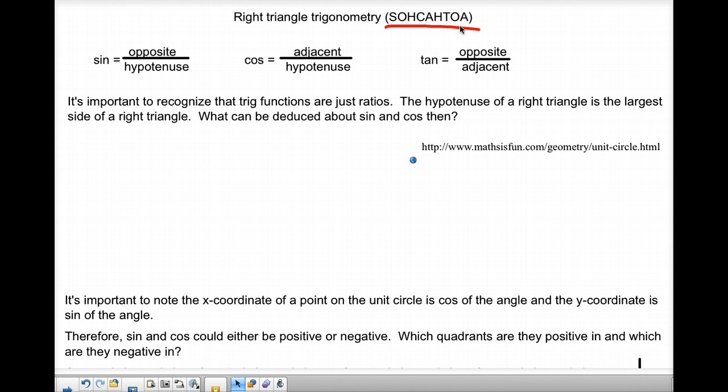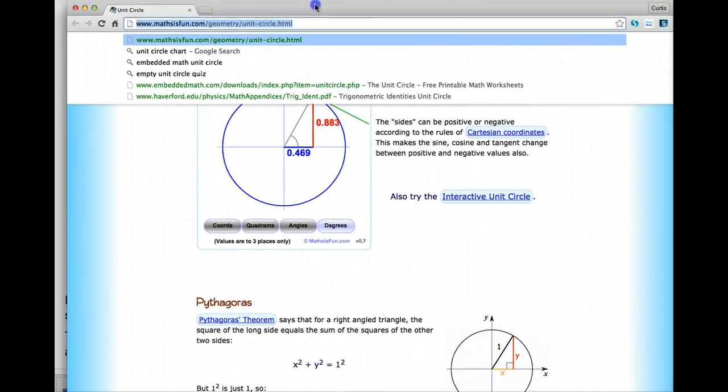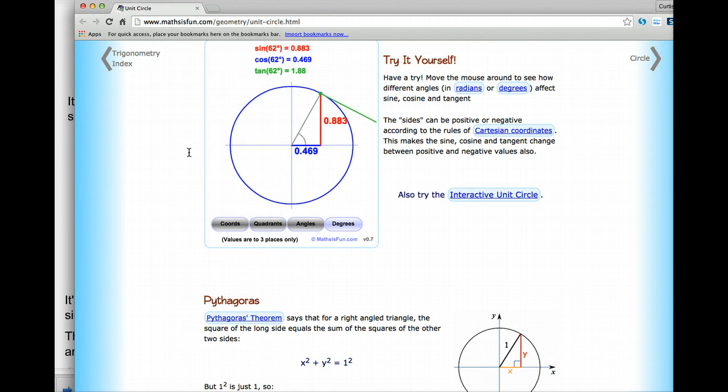So to do that, I'm going to go to a website here and show you a unit circle right here. A unit circle means it has a radius of 1. So here's my unit circle, radius of 1. And look what I have in the unit circle. I have a right triangle inside the unit circle. Now, unfortunately, I can't draw on this thing, so it's going to be hard to explain or point things out.